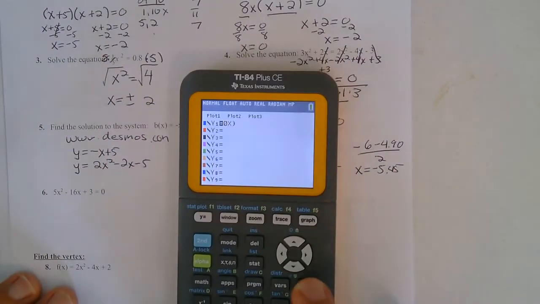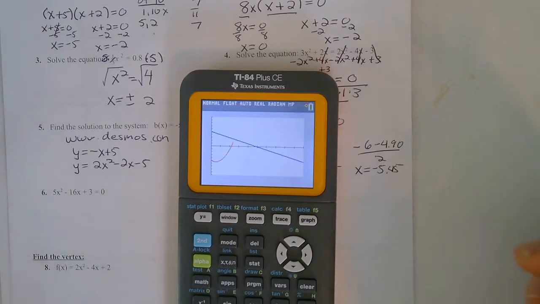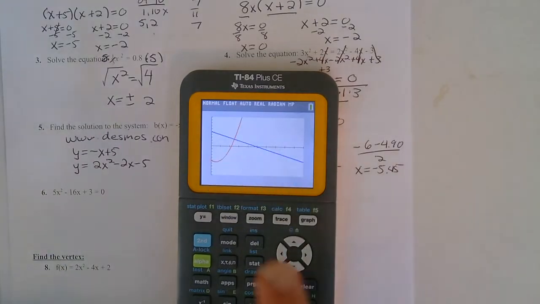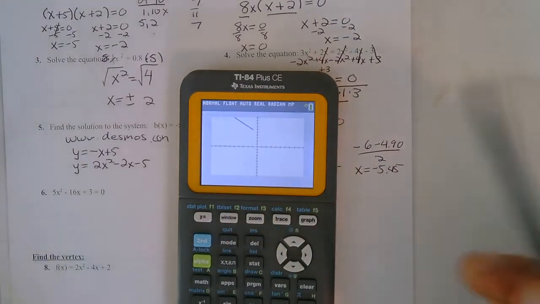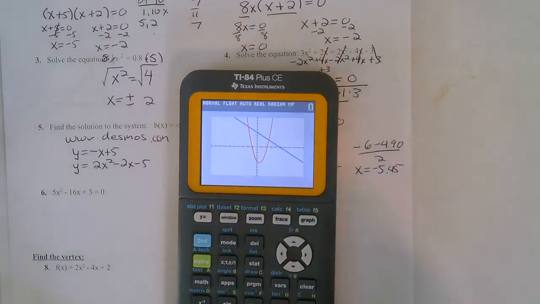So you press y equals, and then I'm going to put in negative x plus 5. Then down here, 2x squared minus 2x minus 5. Then I'm going to graph that. And if you notice, I'm not seeing the whole window. So I'm going to press zoom 6. And you notice we have 2 intersection points.